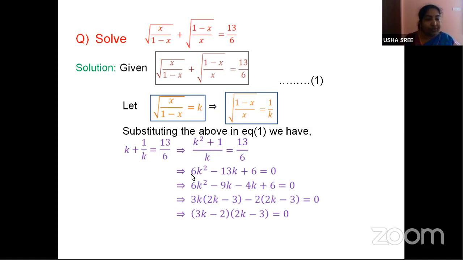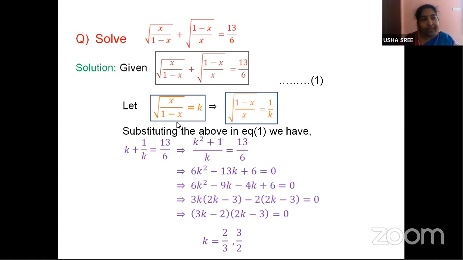That means you are reducing 6k square minus 13k plus 6 is equal to 0 to 2 factors. That is 3k minus 2 into 2k minus 3 is equal to 0. So when I equate the first expression to 0, I will get k is equal to 2 by 3. And the second expression, when you equate it to 0, you will get the value of k as 3 by 2. That means you are getting two values for k.